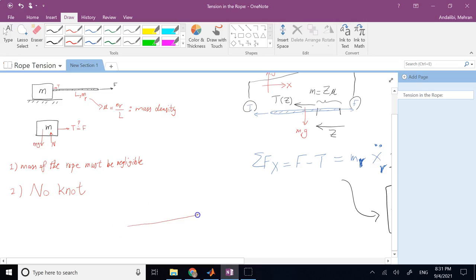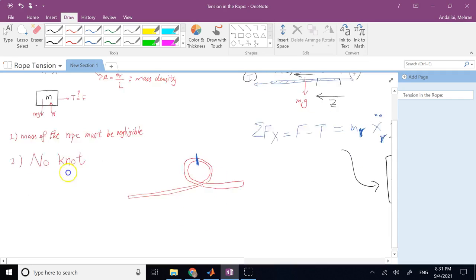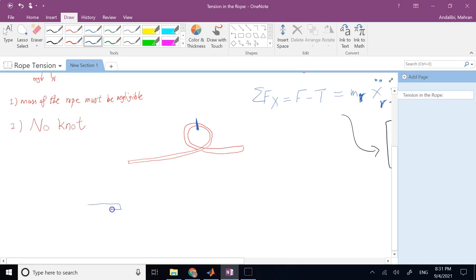So if you have this rope and you have a knot like this, what's going to happen? Well, when there is a knot, the fibers in the rope are going to be bent. So if you look at this cross section, you do have the tension as well as bending. And you know, when you bend the material, if you consider that top part, it was like this, and now it is bent like this.